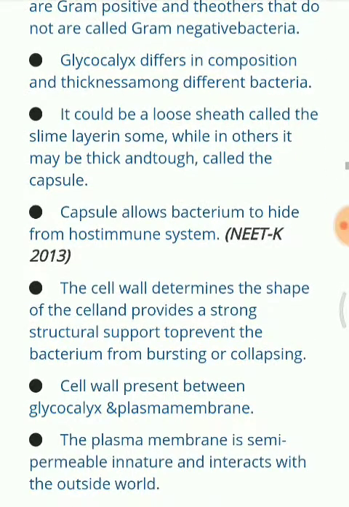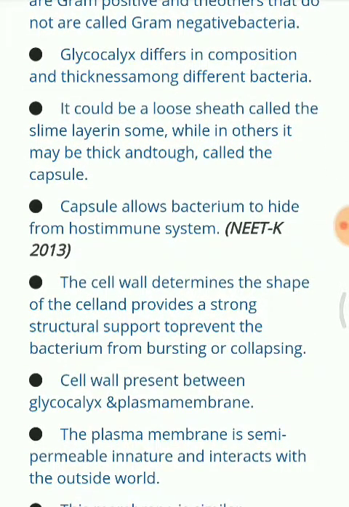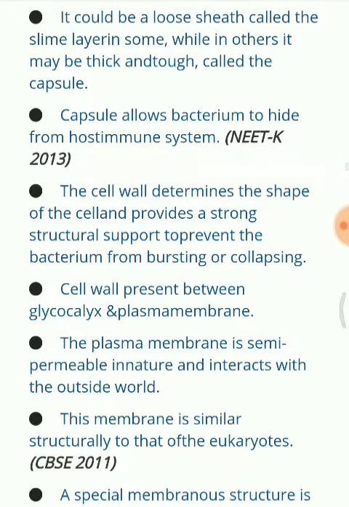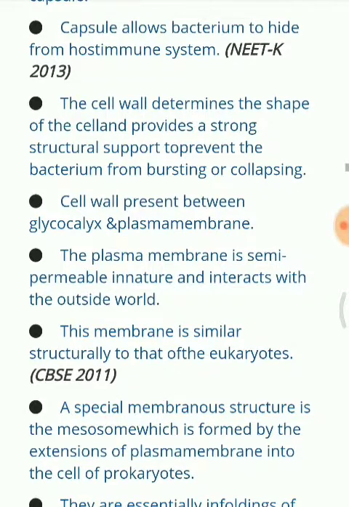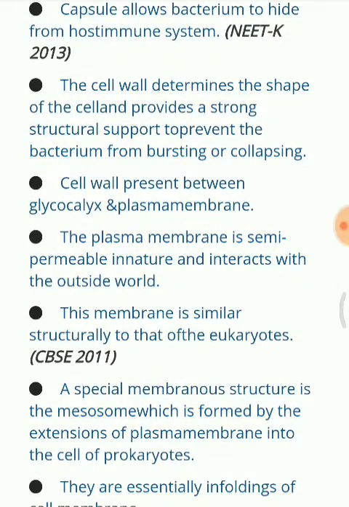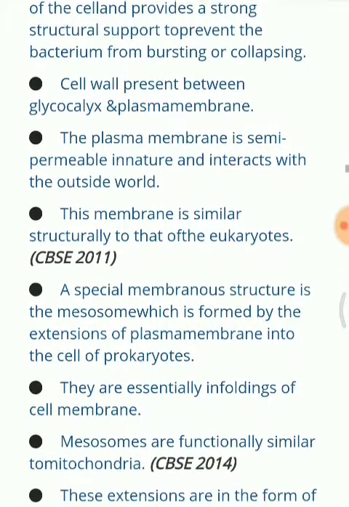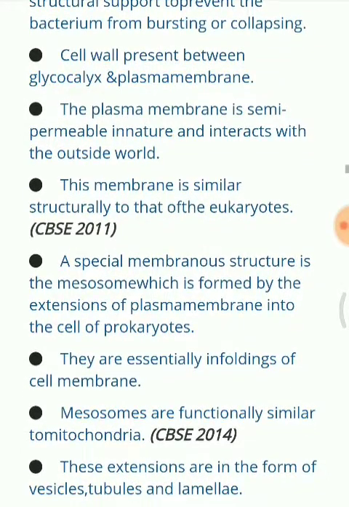The capsule allows the bacterium to hide from the host immune system. The cell wall determines the shape of the cell and provides strong structural support to prevent the bacterium from bursting or collapsing. The cell wall is present between the glycocalyx and the plasma membrane. The plasma membrane is semi-permeable in nature and interacts with the outside world. The membrane is similar structurally to that of the eukaryotes.